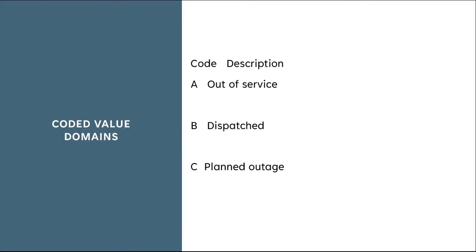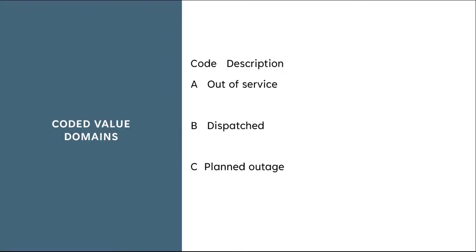Now, with this, instead of typing anything, you just select. It creates more like a drop-down box, for those who have used a GUI before, a graphical user interface. Most of the software we use has a drop-down. So this drop-down will help you to just make a selection. If it is code A, which is out of service, you just select it. If it's code B, dispatched, and so on.